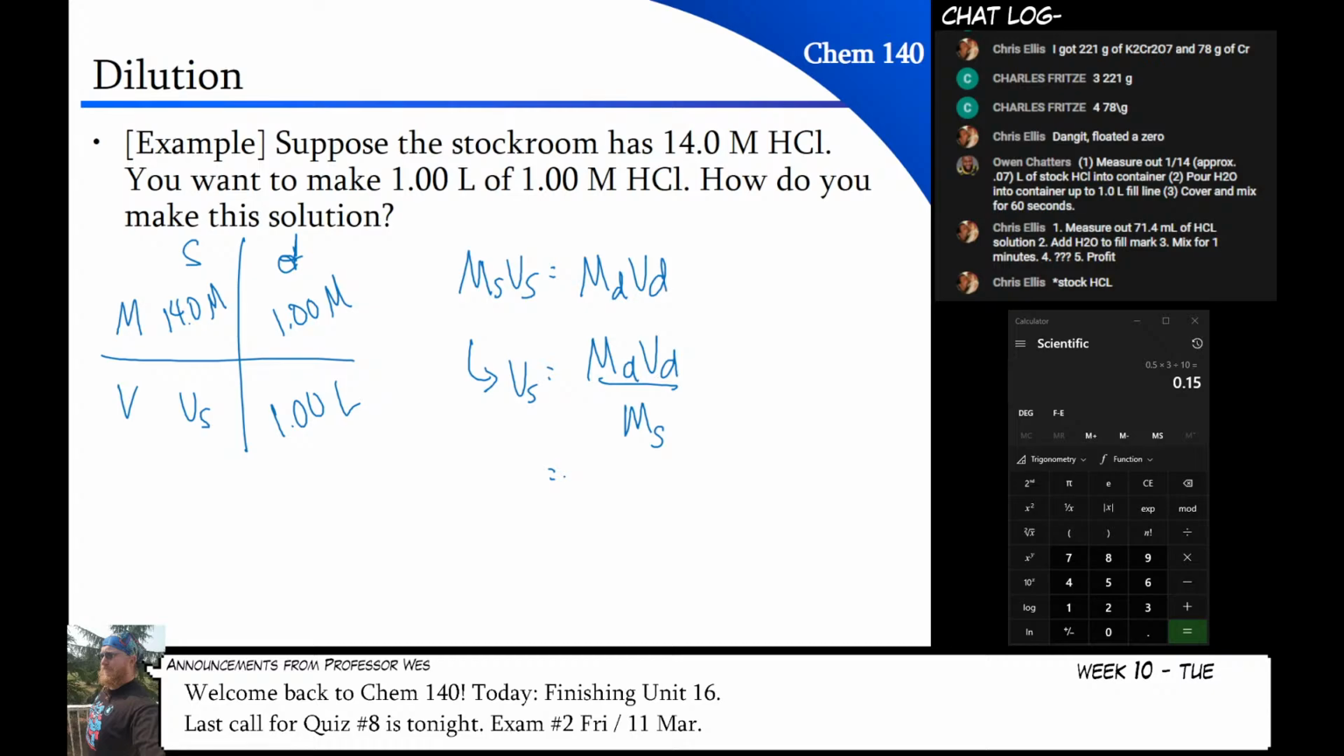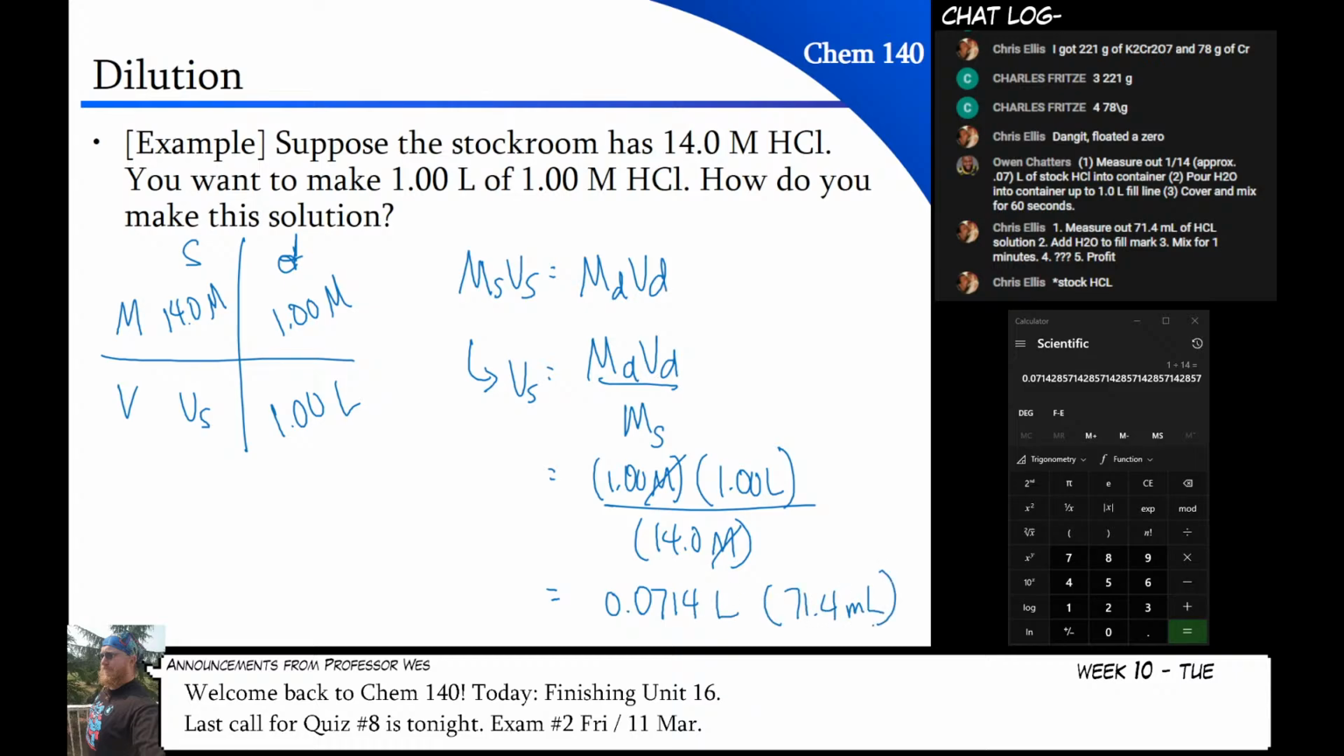So there's our expression. We can fill in the numbers now. So we've got dilute molarity was 1 mole per liter. The volume was 1 liter. Stock molarity 14 moles per liter. We'll cancel those out. And whatever 1 divided by 14 is, right? 0.0714 liters, or 71.4 milliliters. There's our volume.